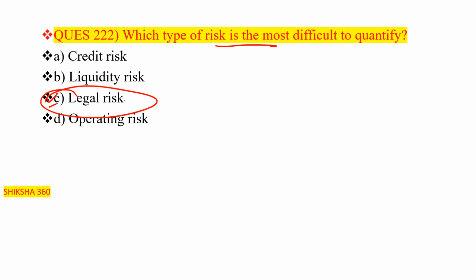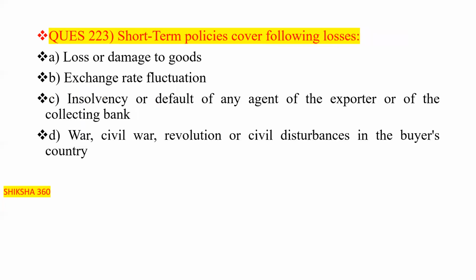This question we have discussed multiple times. Which risk is most difficult to identify? That is the legal risk. We have to cover this risk in module B also. I have already discussed chapter number 8 part 1 and part 2 in the group. Please go through those videos, which I have already uploaded in the group. Very important from the examination point of view, and very easy. Module A is very lengthy, compared to that module B is easy. Now move to the next question. Question number 223.